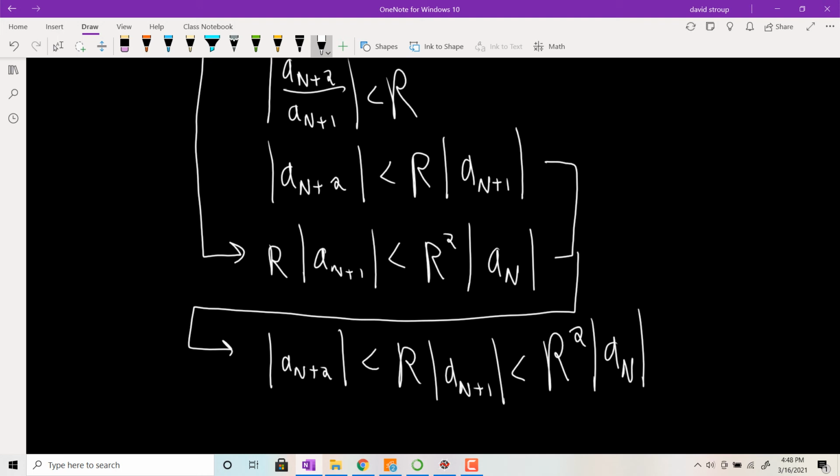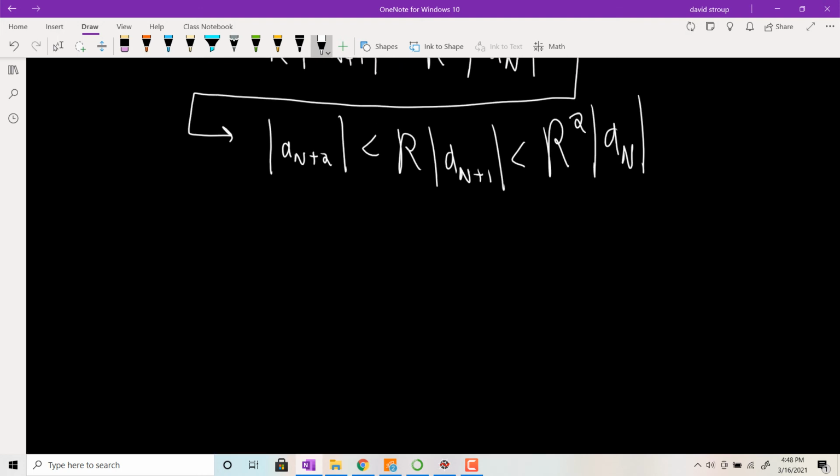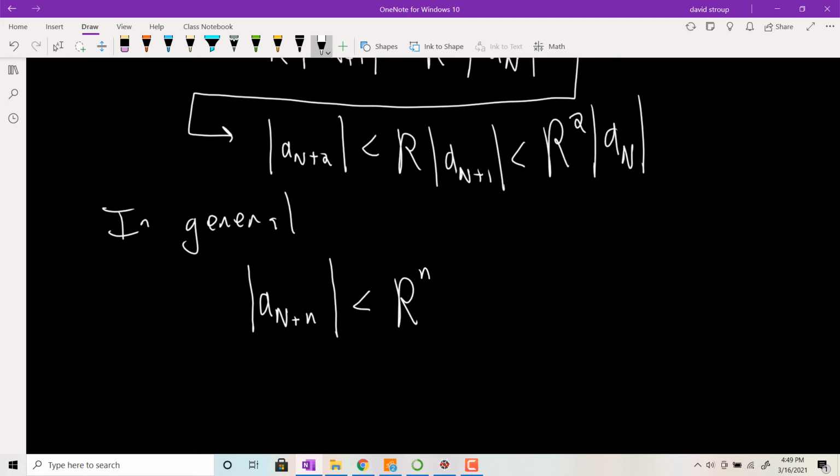So at the end of the day, what we're producing is a chain of inequalities where, in general, we will be able to make a comparison between a sub big N plus some other variable, let's just call it little n. We're going to be able to say that that thing is less than R to the little n times the absolute value of a sub big N.